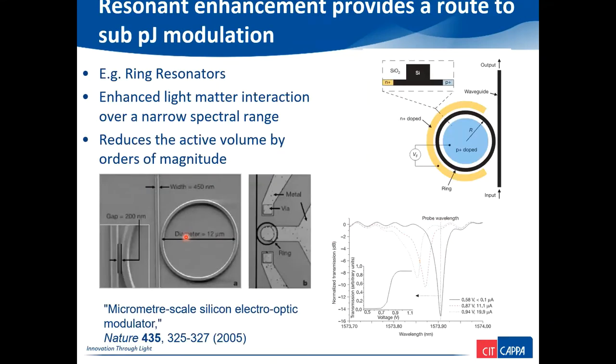The ring resonator is a particularly popular route to employing this resonant enhancement. Here we see one of the early results, which have been improved many times, and which basically triggered a field and loads of subsequent improvements. In this case we see a cross section where the PN junction is used to change the refractive index of the center region, which then shifts the resonance. Here we can see the physical dimensions of the ring being roughly an order of magnitude or so smaller than the equivalent Mach-Zehnder.